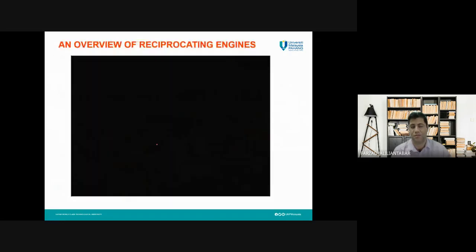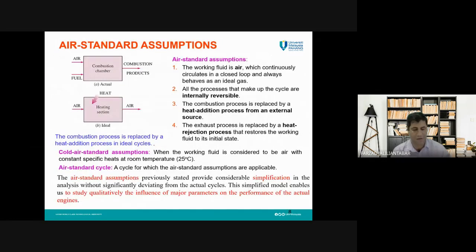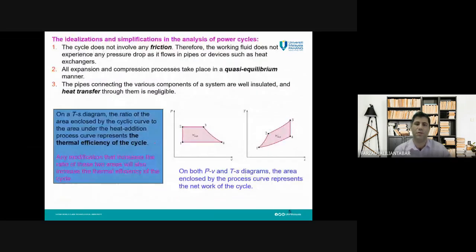Today's topic is based on course objective number one and course objective number two. In the previous session, I told you about some idealization and simplification which are important for us to solve different problems, like these three assumptions for power cycles. First of all, we need to assume that our cycle is frictionless. All of the processes in the cycle are frictionless.